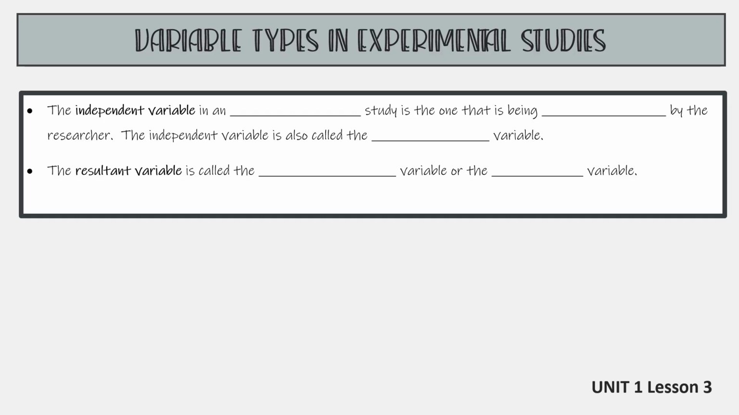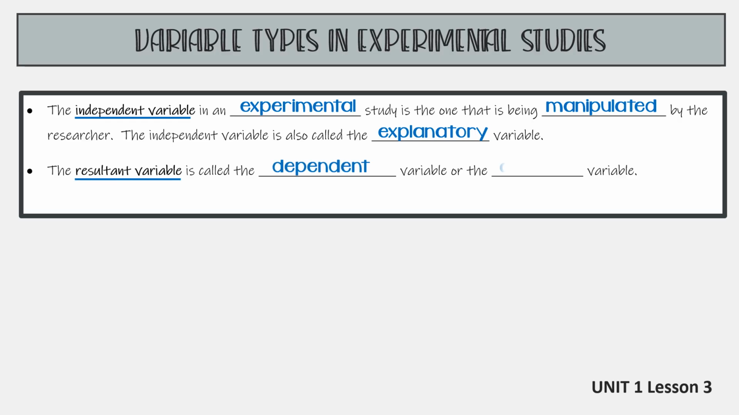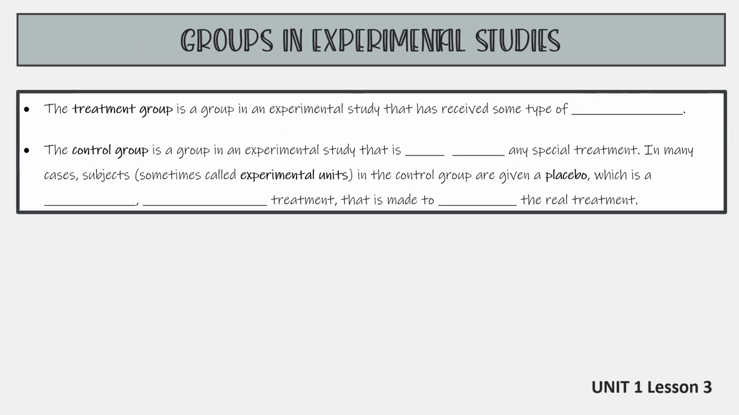Variable types in experimental studies. The independent variable in an experimental study is the one that is being manipulated by the researcher. The independent variable is also called the explanatory variable. The resultant variable is called the dependent variable or the outcome variable. So, different names for the two different terms.